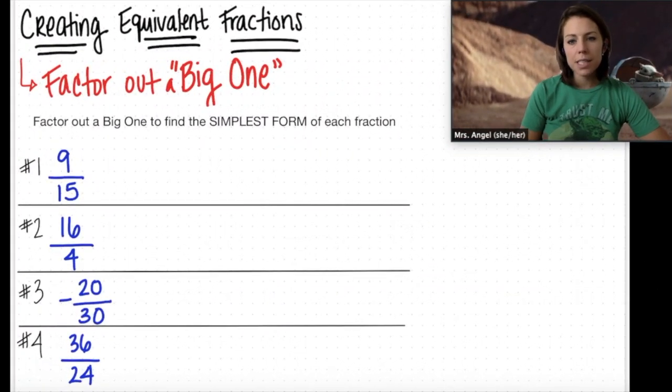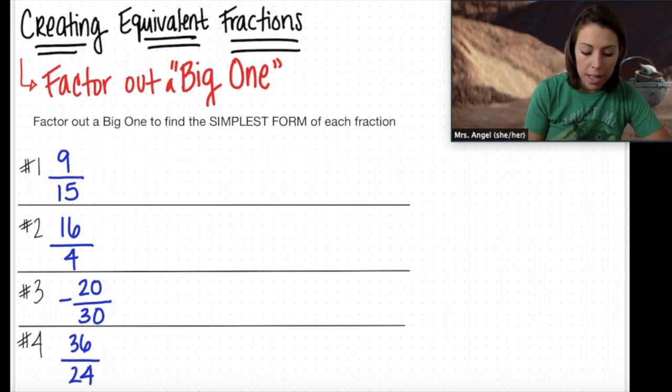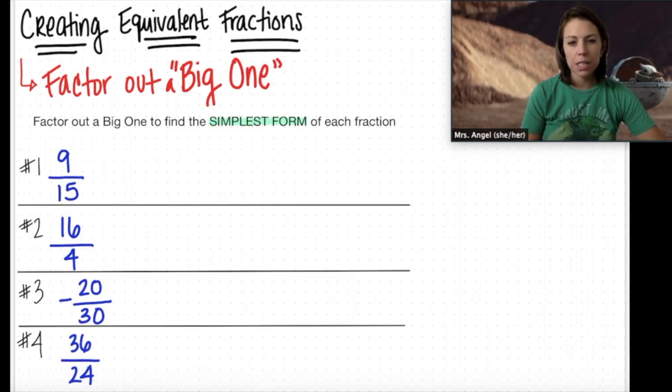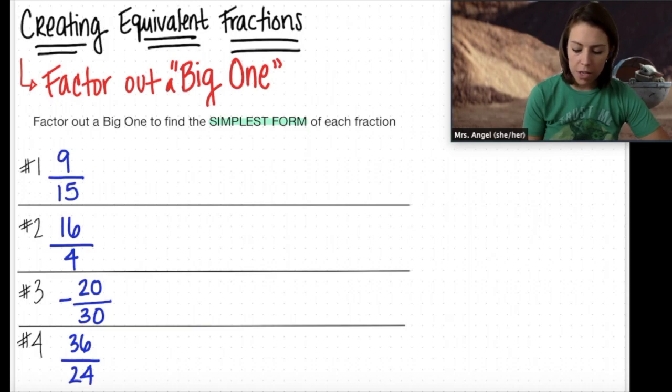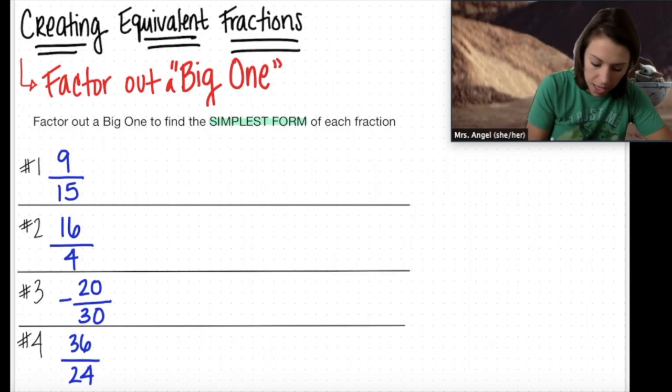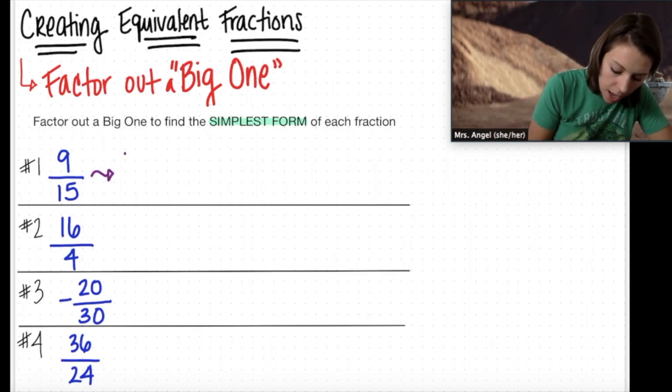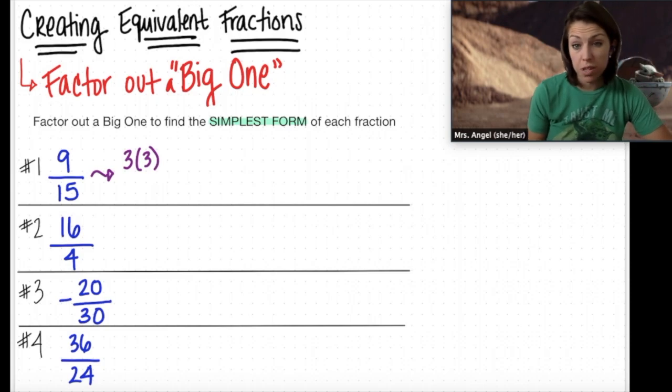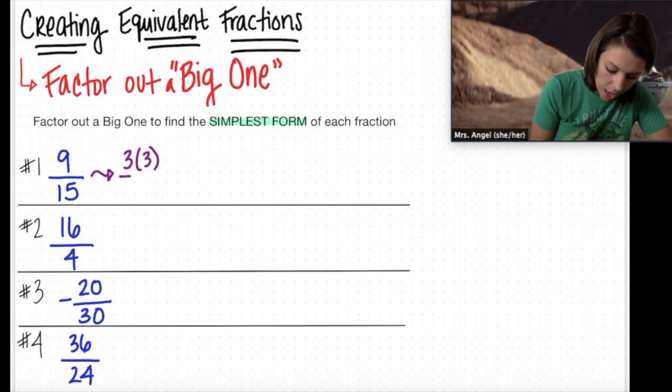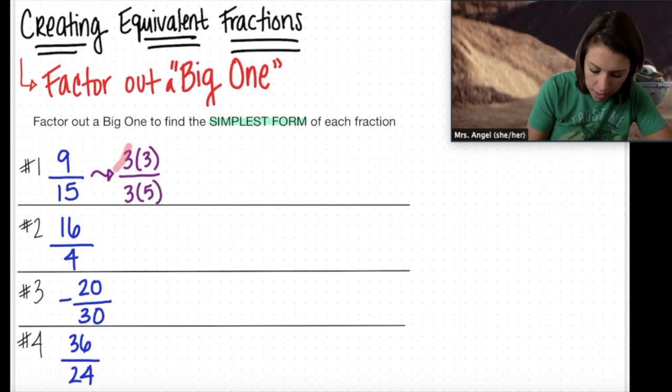Okay, so now we're going to end this video by creating some equivalent fractions, factoring out big 1, and then the key word here is that we want those final fractions to be in simplest form. Let's find the simplest form of each fraction. So number 1, 9/15. What common factors do 9 and 15 have? In other words, what number goes into both 9 and 15? I'm thinking 3. So let's rewrite 9 as a product using 3. That would be 3 times 3. 3 times 3 is 9. And 15 would be 3 times 5. I see a big 1.